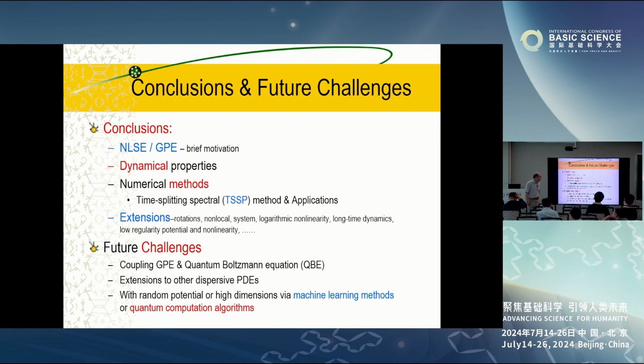And there are some challenges, like coupled equations, like the coupled Schrodinger equation with the Boltzmann equation, or some other dispersive PDE, like the Dirac equation, and also, for example, with random potential or high dimension, through machine learning or deep learning methods. Also, this kind of quantum problem is a natural problem for quantum computation algorithms. Hopefully, if a quantum computer arrives sooner, there is a lot of interesting work that can be done. Thank you.